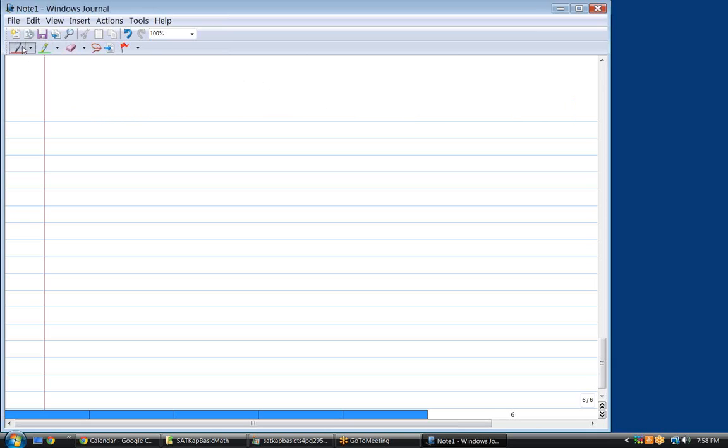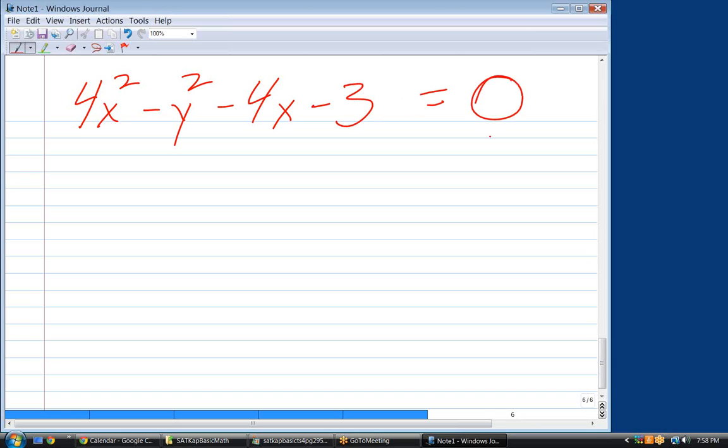Okay, sounds good. So this one says 4x squared minus y squared minus 4x minus 3 equals 0. I know this is a hyperbola because it's got an x squared, a y squared, and one of them has a negative sign in front. That's what makes it a hyperbola. Okay? So let's gather our x's together, put the 3 on the other side, factor out a 4.